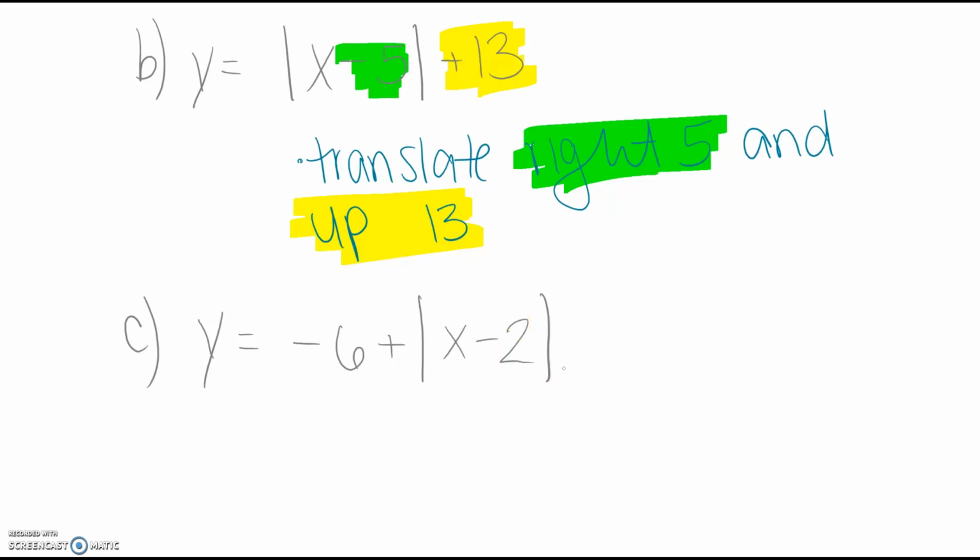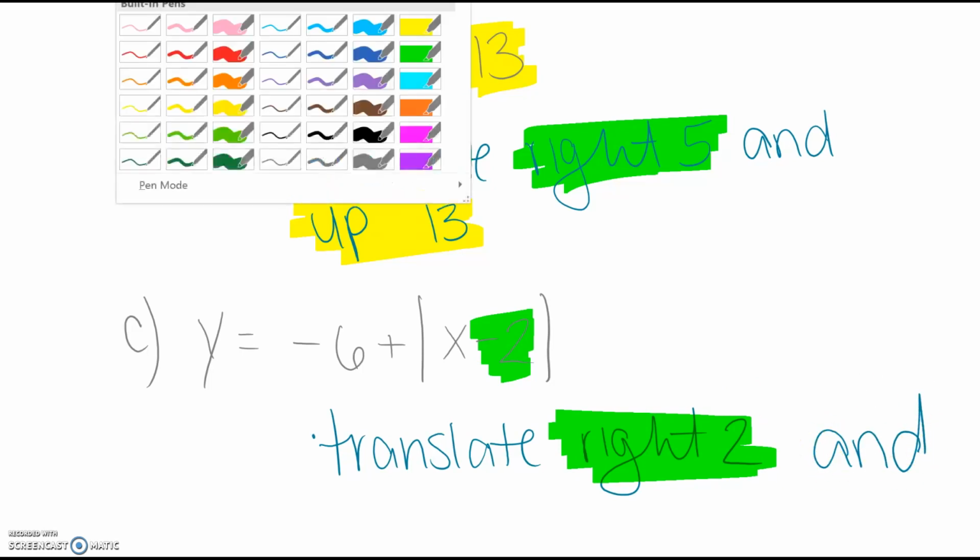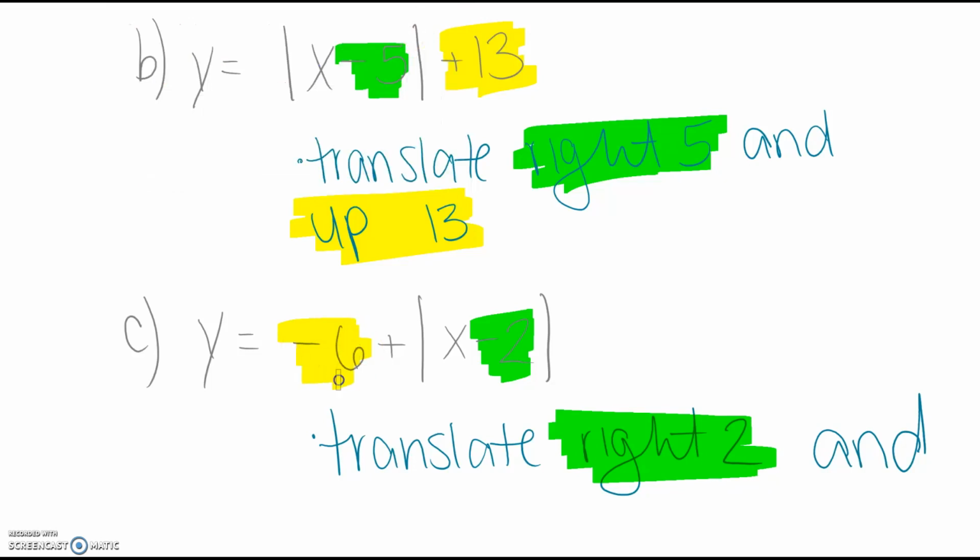Alright, so when we get problems like this, it really messes up students because the 6 is on the left, but it's the exact same thing, so it's still being translated. And the inside, the negative 2, is going to tell us that we're going right 2. And this negative 6 is telling us that we're going down 6.